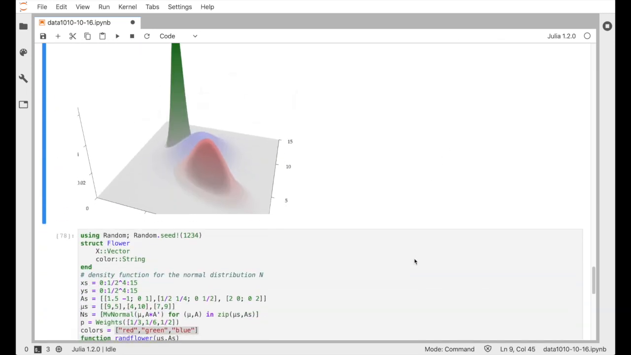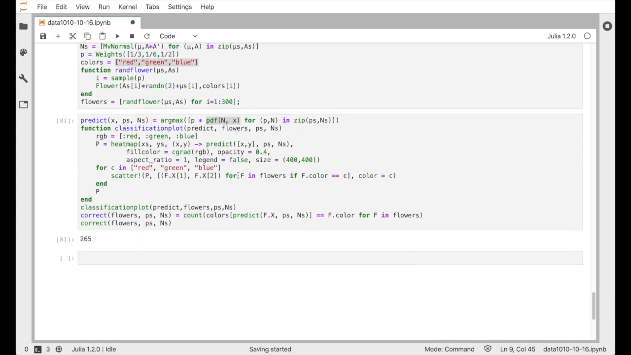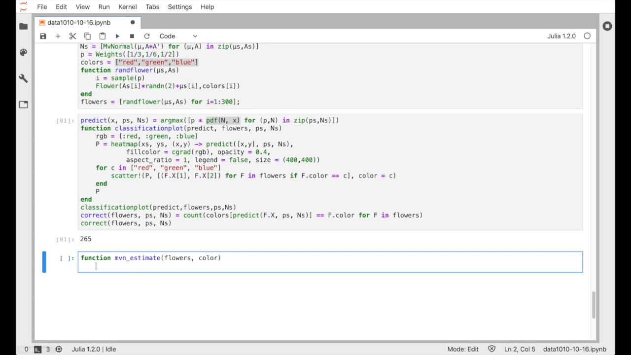And of course you're going to get very good results that way, because the assumption that the data are multivariate Gaussian is in fact accurate here. Let's make a function that estimates a density for each color. So let's call it MVN estimate, and the two arguments are going to be flowers and color.